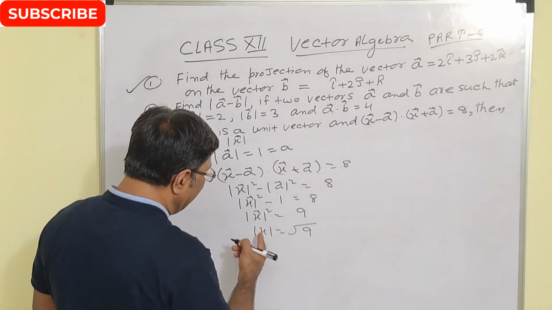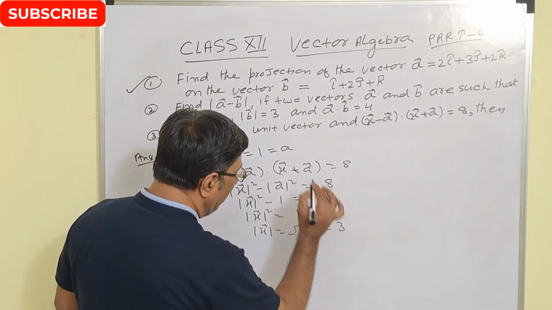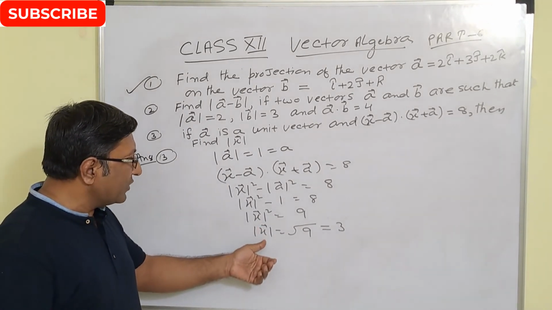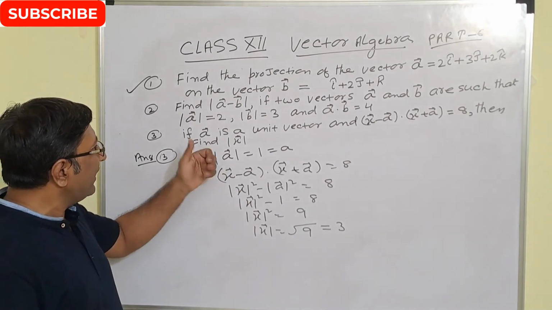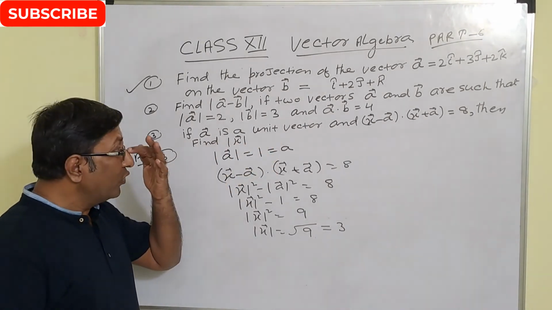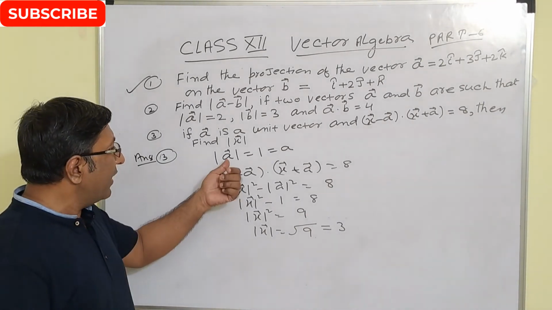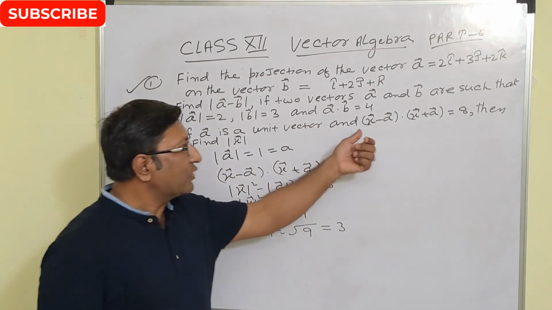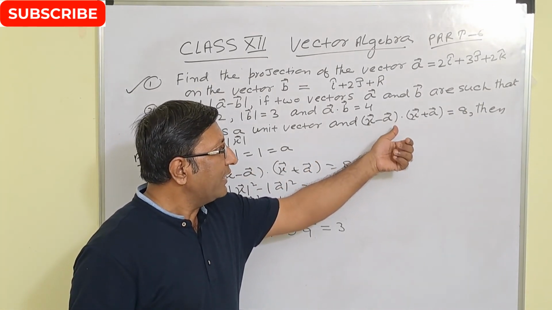So this is the magnitude of the vector, and we take only the positive sign. So this equals 3. So our correct answer is magnitude of x equals 3. For this type of question, here is a simple trick. If A is a unit vector, you know a unit vector is a vector whose magnitude is 1, so the magnitude of A vector is 1. Now we have to find x, where x vector minus A dot x vector plus A equals 8 is given.